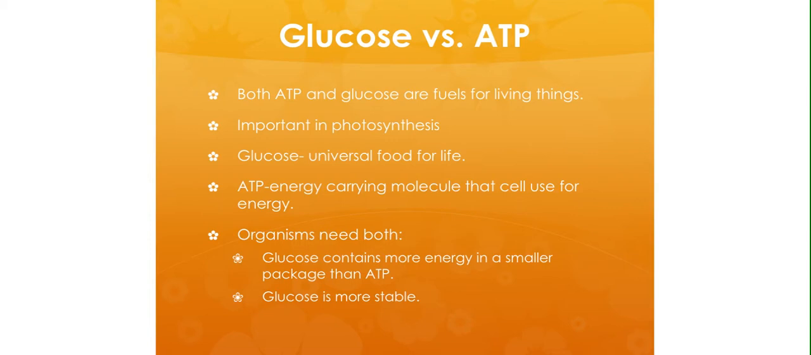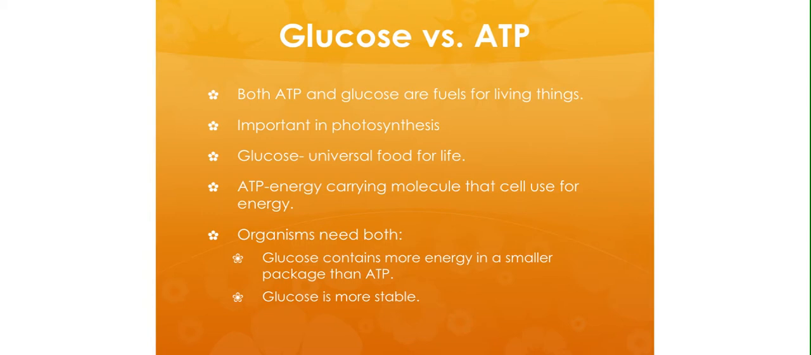So I'm back to my question: why do living things need glucose if ATP is a molecule that cells use for energy? Why don't we just make ATP and be done with it? The quick answer is, remember when I talked about glucose, I said that it is a stable molecule. We can think of this as a packaging kind of thing. Glucose is more stable, so it's better for storing and transporting energy.